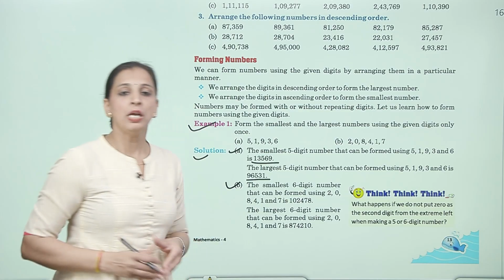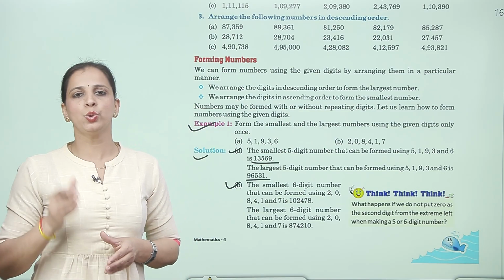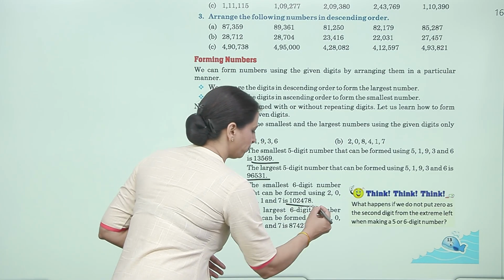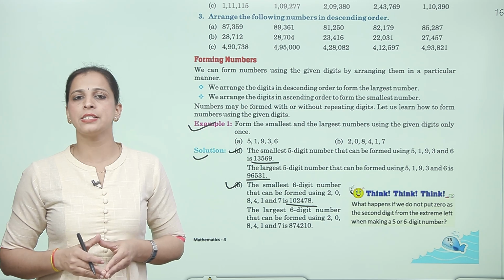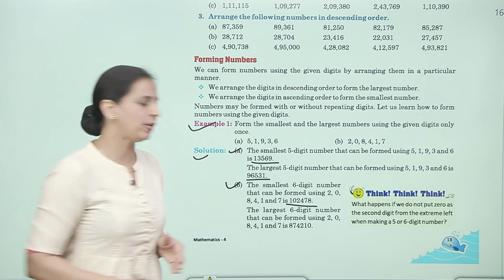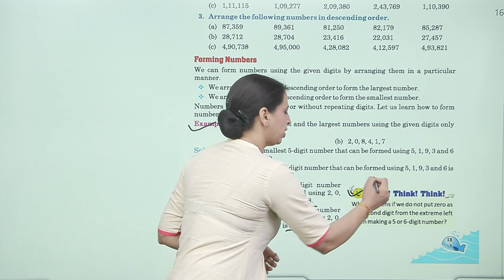Now B part. The smallest 6-digit number that can be formed using 2, 0, 8, 4, 1 and 7 is 1, 0, 2, 4, 7, 8. And the largest 6-digit number that can be formed using 2, 0, 8, 4, 1 and 7 is 8, 7, 4, 2, 1, 0.